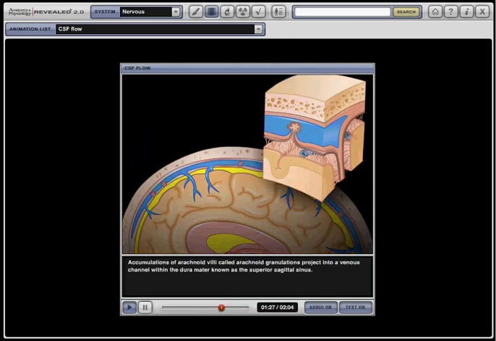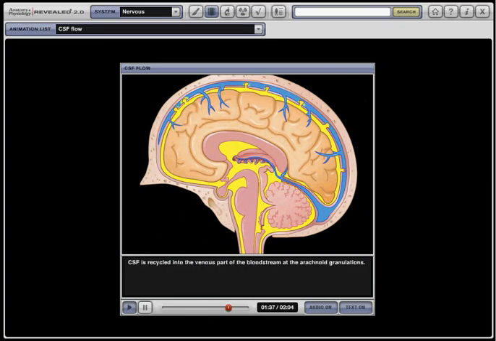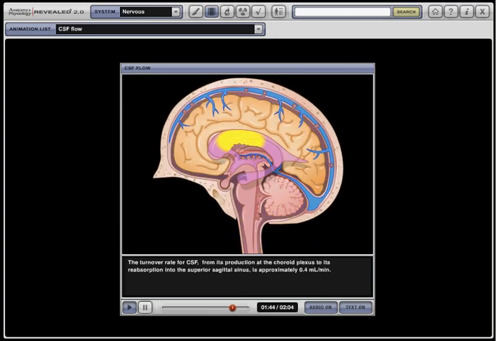Accumulations of arachnoid villi, called arachnoid granulations, project into a venous channel within the dura mater known as the superior sagittal sinus. CSF is recycled into the venous part of the bloodstream at the arachnoid granulations. The turnover rate for CSF, from its production at the choroid plexus to its reabsorption into the superior sagittal sinus, is approximately 0.4 milliliters per minute.